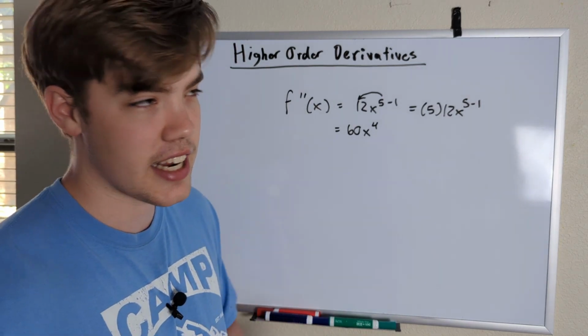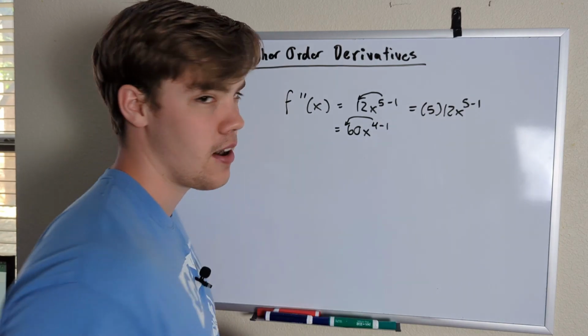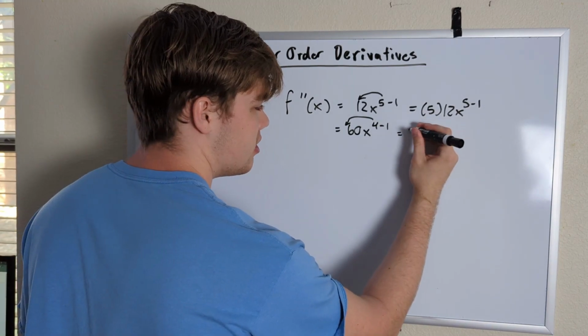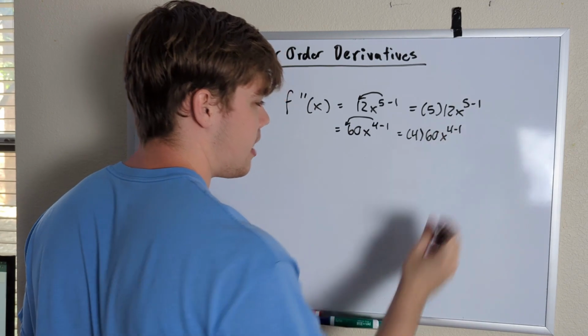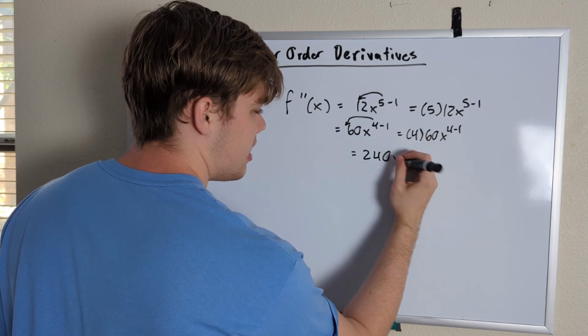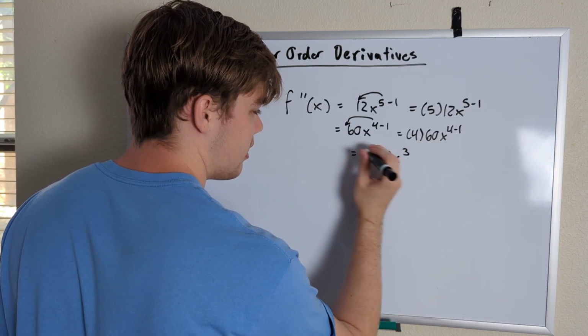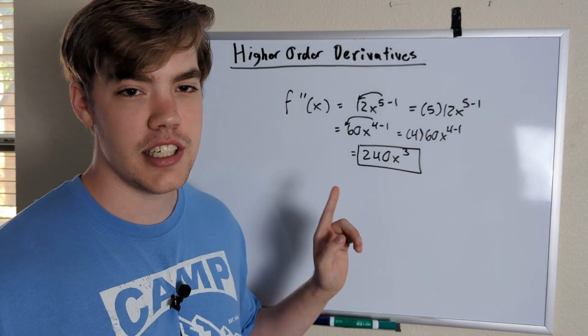And then to find the second derivative, we do the same thing again. We pull this down to the front, then subtract 1 from the power using the power rule. So then this just turns into 4 times 60x to the 4 minus 1 power. 4 times 60 is 240x to the 4 minus 1, which is third power. Like I said, this is a pretty simple example similar to the one we did at the very beginning of this lesson.